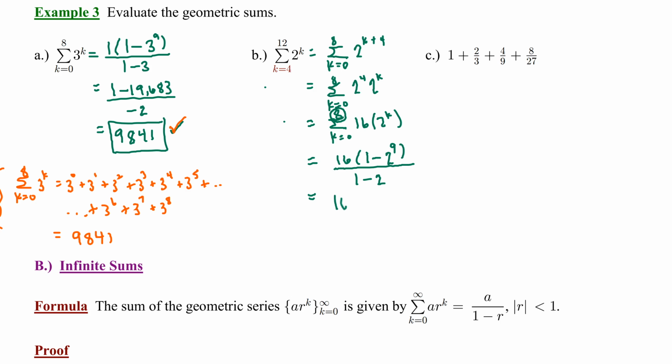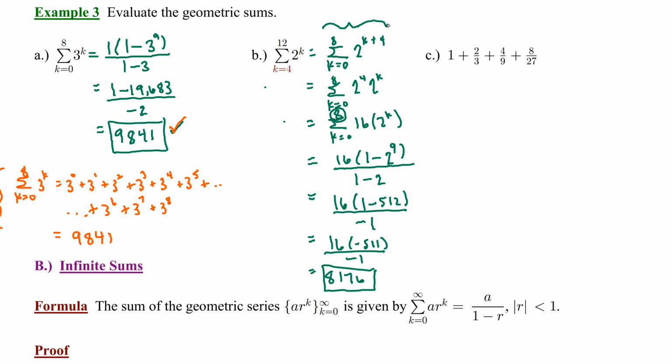2 to the 9th power is 512 from our calculator. Looks like we have 16 times negative 511 over negative 1, or 8,176. So this would be the sum of 9 terms, starting from 0, stopping at the 8th term, so a total of 9 terms. If I were to expand that, it would give me the same value as our shortcut formula.